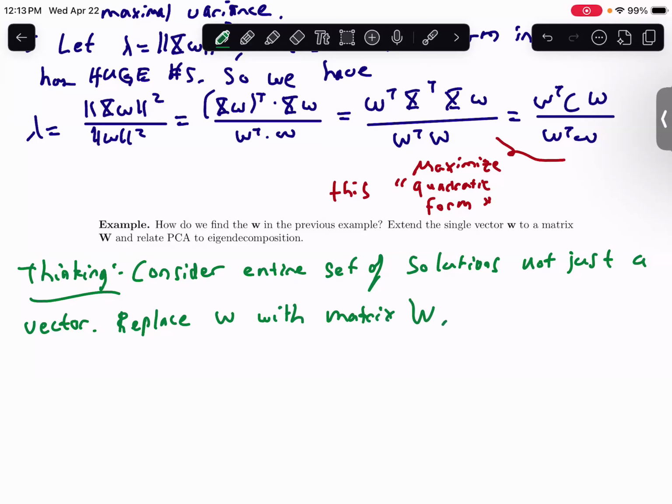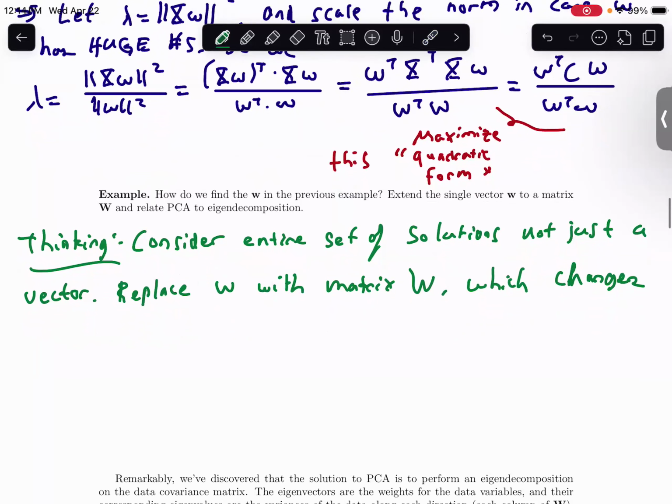And what this is going to change... So again, we can't divide by matrices, but we could multiply by inverses. So this is going to change W transpose C W over W transpose times W to the following. Instead of having this W transpose times W, which is just a number because it's really just a dot product, you can write this as the following.